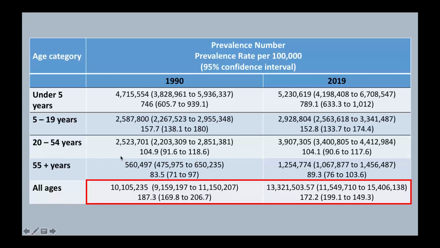But you can see this dramatic increase in the number of people greater than 55 with CHD over the last 30 years. The prevalence rate itself hasn't changed significantly, but it did go up in this age group, from 83 to 89 per 100,000. And then looking at all ages, again, you see the prevalence number go up. The rate of CHD actually went down a little bit, and that's mostly due to an overall aging population across the globe. As more people continue to live longer in general, that prevalence rate actually goes down a little bit.